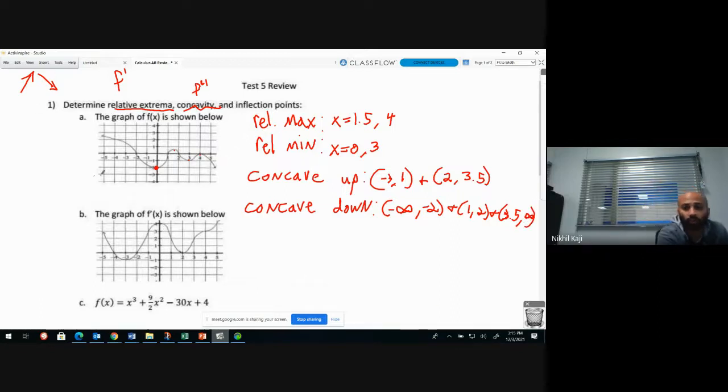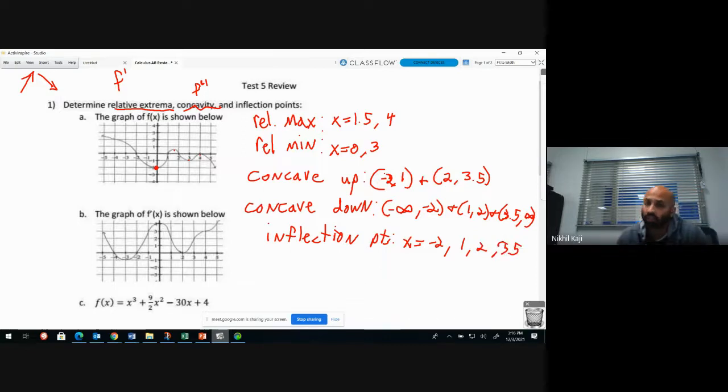So our inflection points would be where the concavity changes. That would be at x equals -2, 1, 2, and 3.5. So that's how you tell from the original graph.